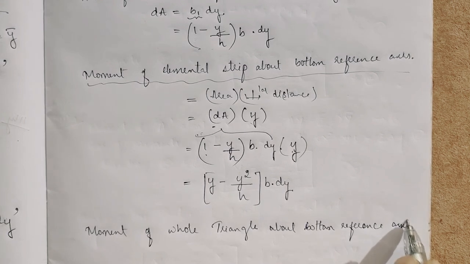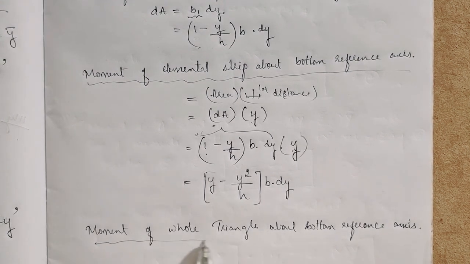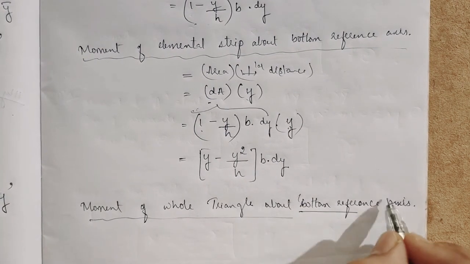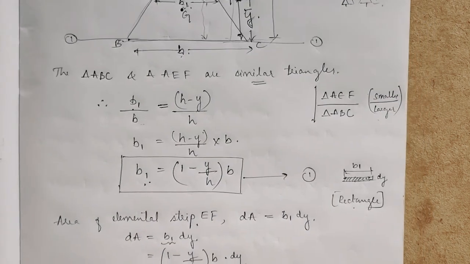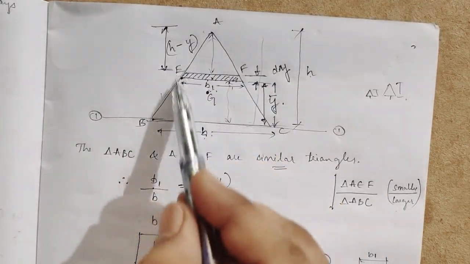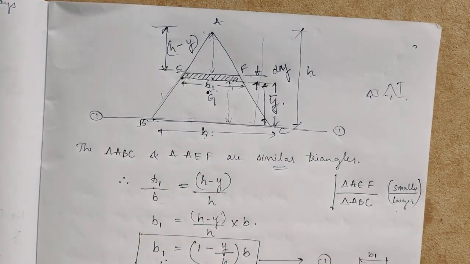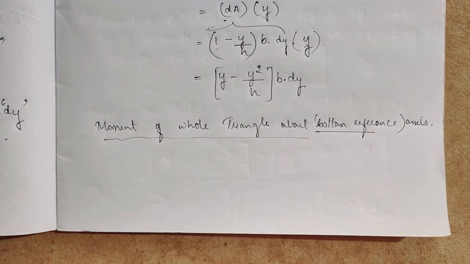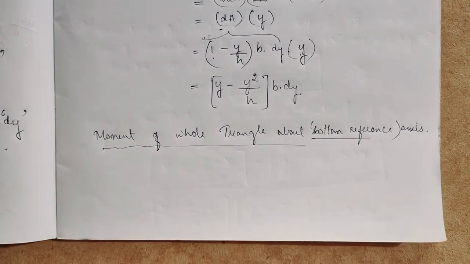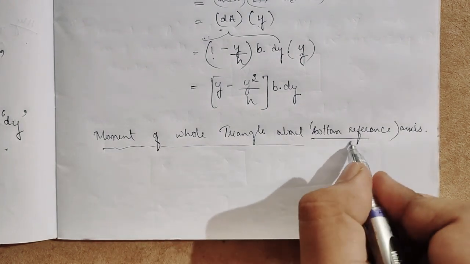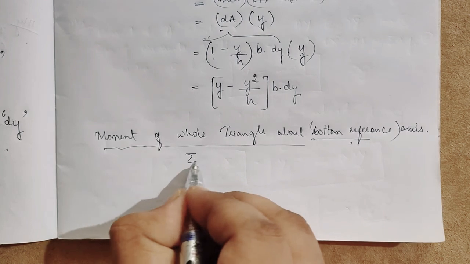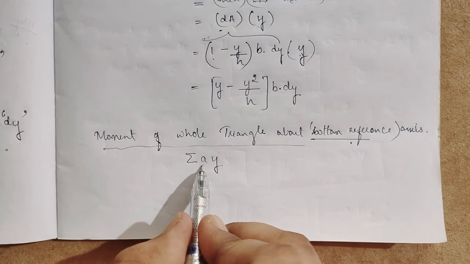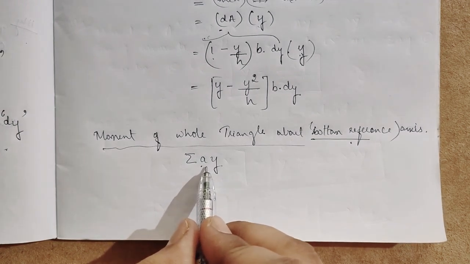With the same reference axis, I'll take the whole triangle, the moment of the whole triangle about the bottom reference axis. So what is that? That is area into y. What is the moment of the whole triangle about the bottom reference axis? That is nothing but the summation of a into y. The summation of a is the area of the elemental strip into the distance y.